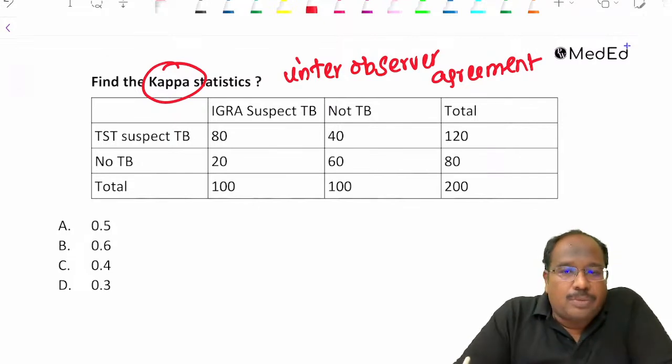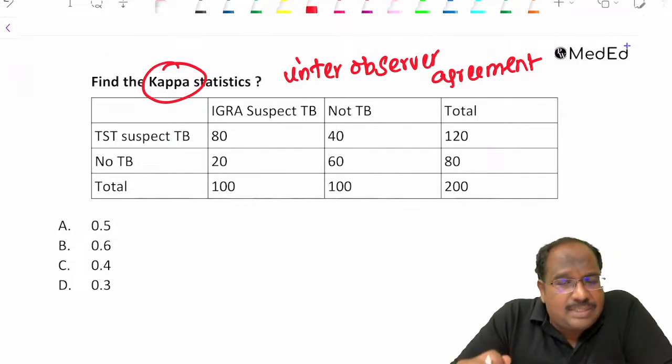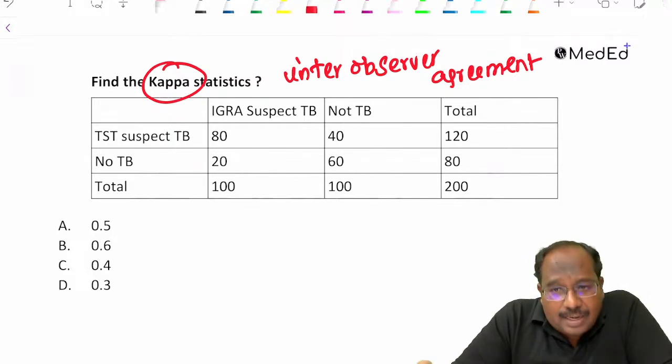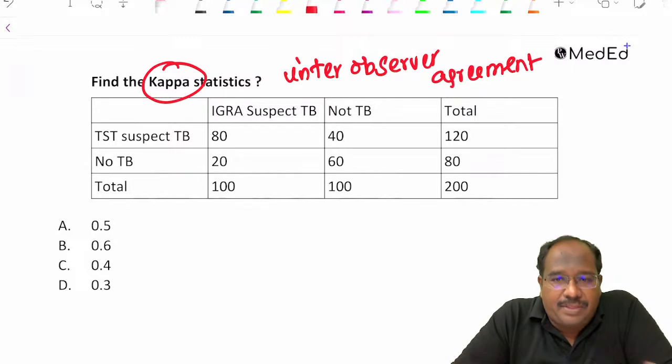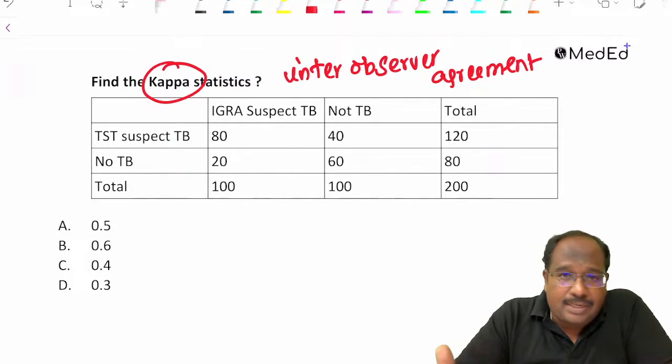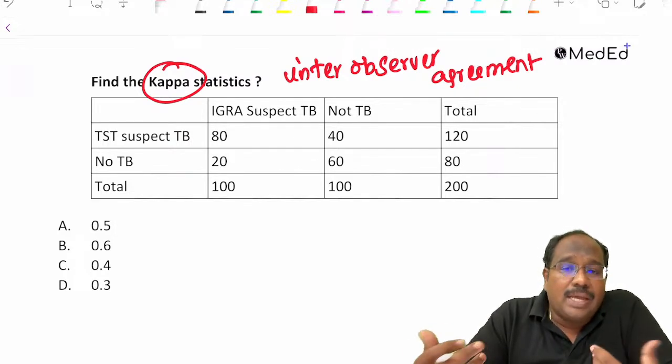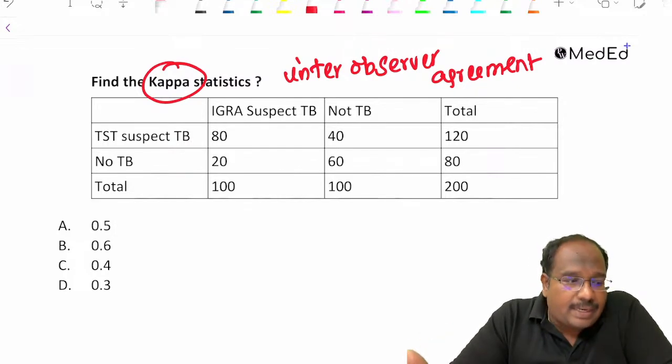Suppose I have 100 ECGs, 100 X-rays or 100 CT scans, and two people are reading. What is the agreement between these two? That is called kappa statistic. Or maybe I have two tests being done on the same people. What is the agreement in that, we measure in terms of kappa statistics. Inter observer or inter rater agreement.